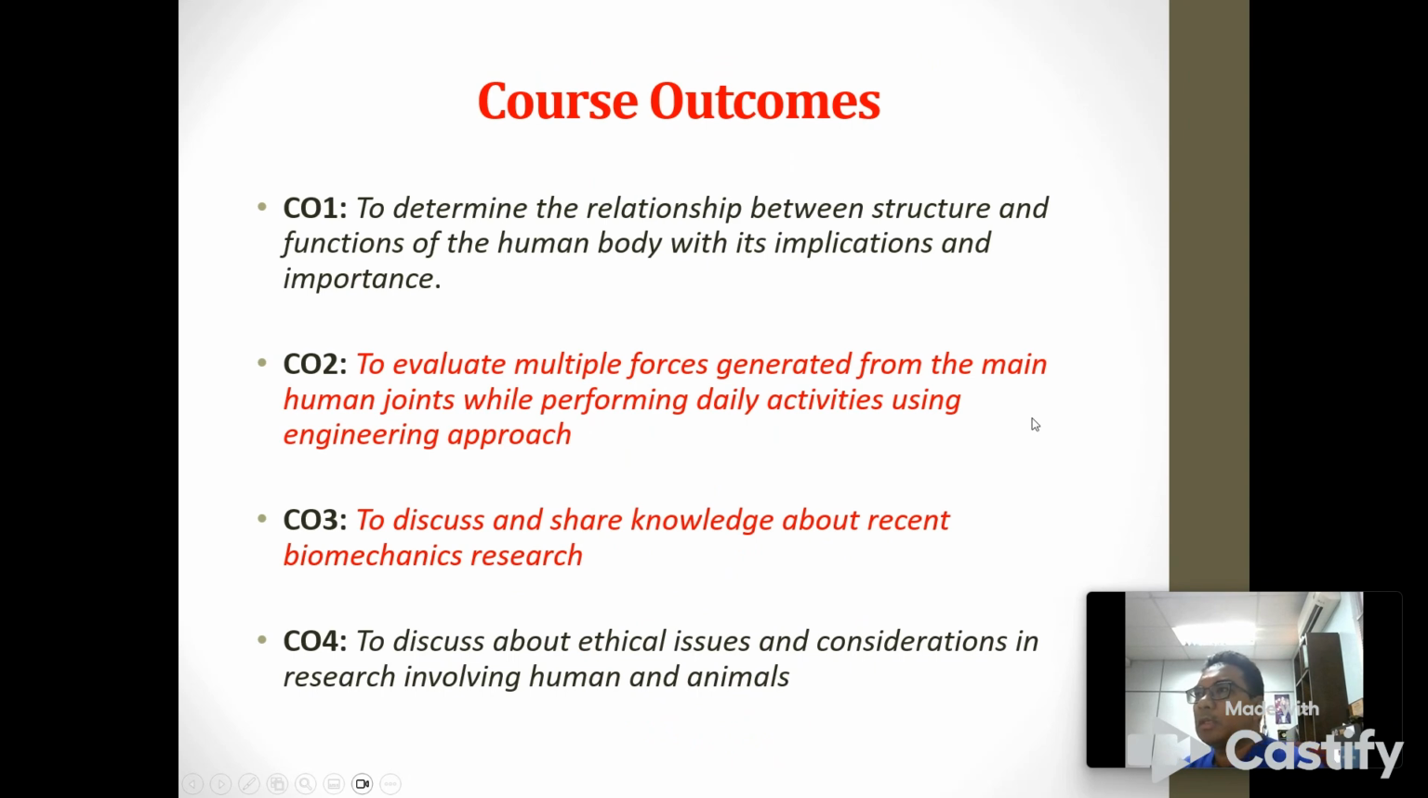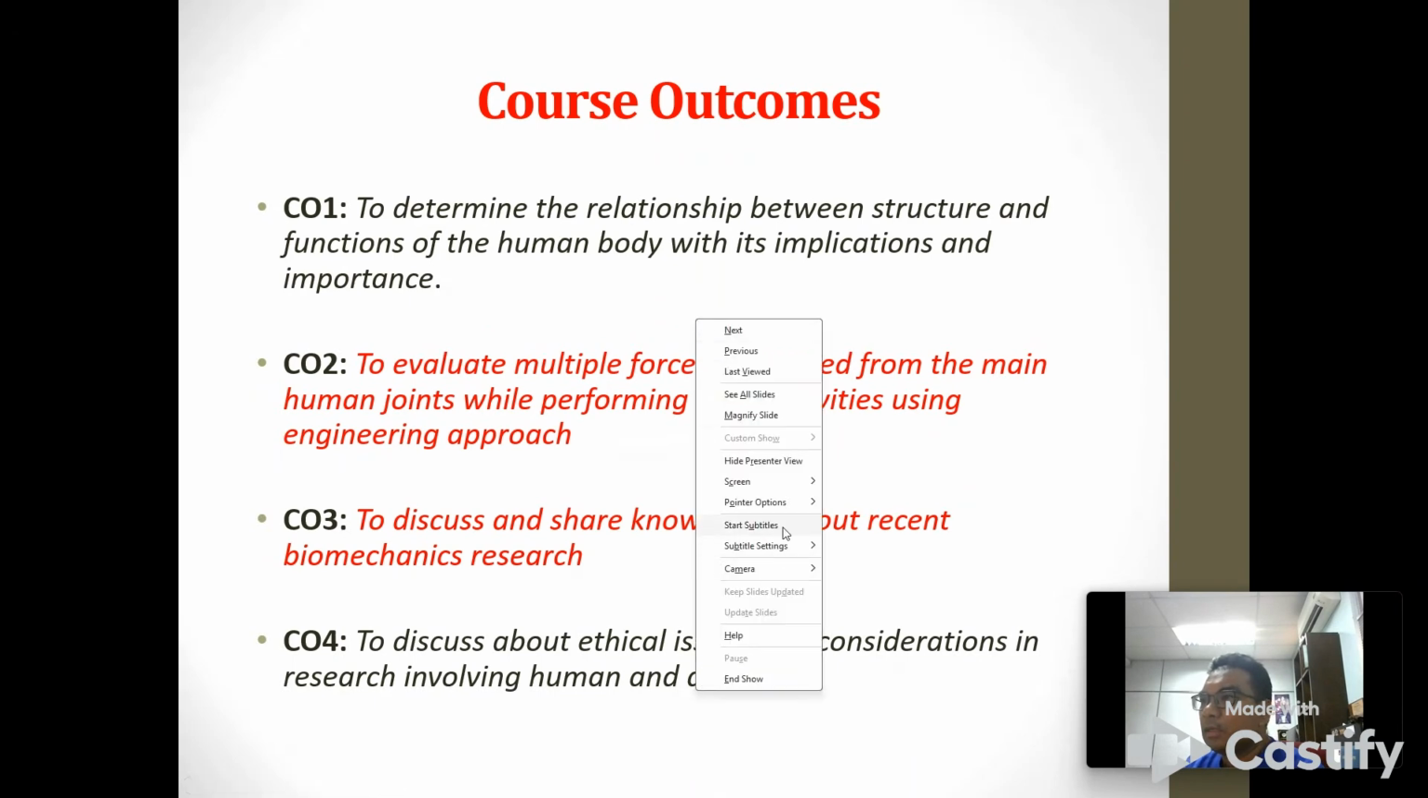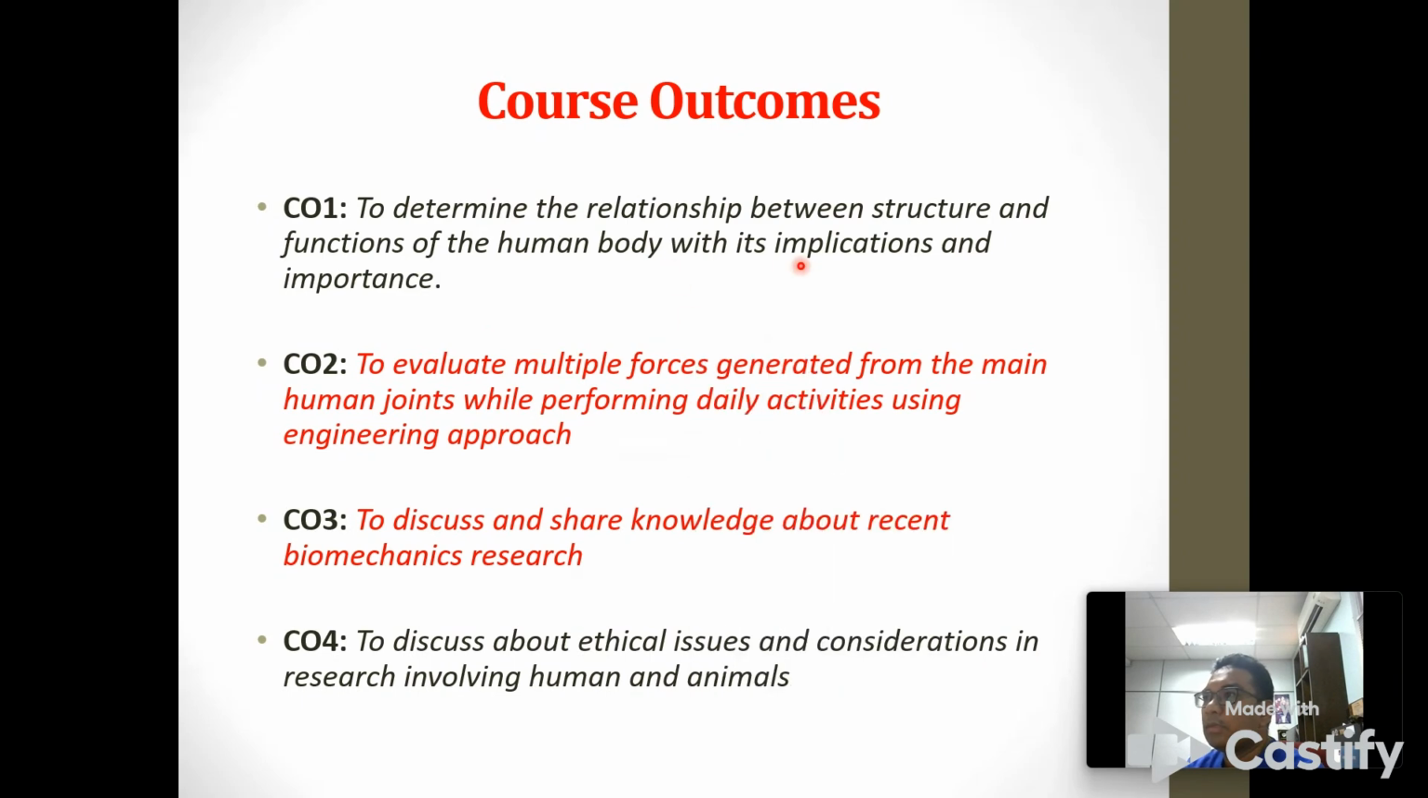I think this has been explained by Dr. Iqbal, right? So we have 4 course outcomes. The first one is to determine the relationship between the structure and function of the human body, with its implication and importance. I think this one has been covered by Dr. Iqbal. For my part, I will cover course outcomes number 2 and 3.